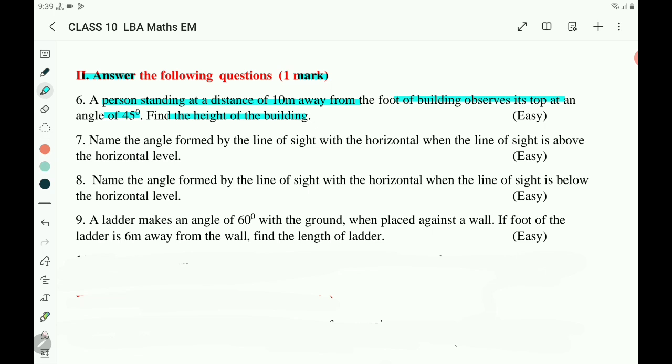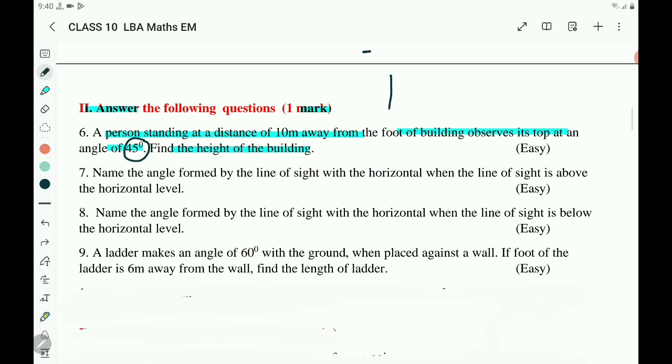Here the angle of elevation is given. That is how much? 45 degree. So if the angle of elevation is 45 degree, means in a right angle triangle, if one angle is 45 degree, other angle is also 45 degree. So here 10 meter is the measurement of one side. The measurement of the other side also becomes 10 meter only. Here the distance of the person from the foot of the building is given, that is 10 meter. Then the height of the building also becomes 10 meter only, that you can write directly, or otherwise you can observe here.